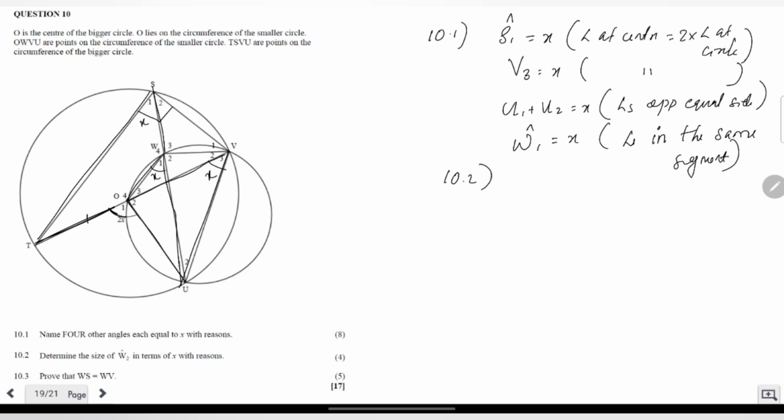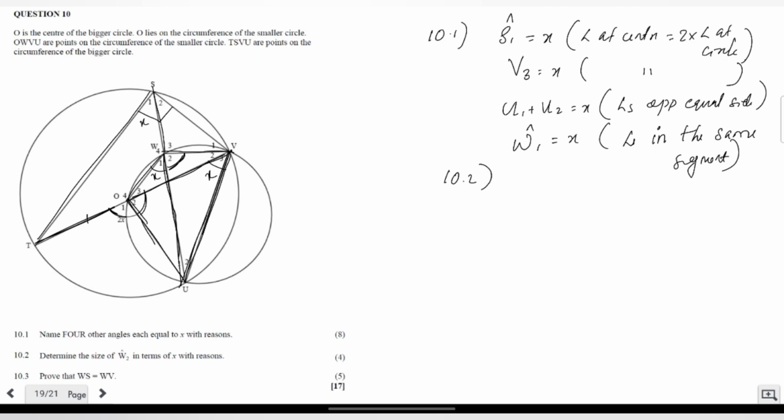Determine the size of W2. Where is W2? This one. So you have to relate W2 to some other angle. Yes, W2 is there because of this chord UV. Look at the chord UV subtended in the smaller circle. W2 is subtended by the chord. Is there any other angle subtended by this? Yes, see, what is that? O2. See, O2 is also subtended by the same chord. Guys, look at that. In the smaller circle, OWVU is a cyclic quadrilateral.